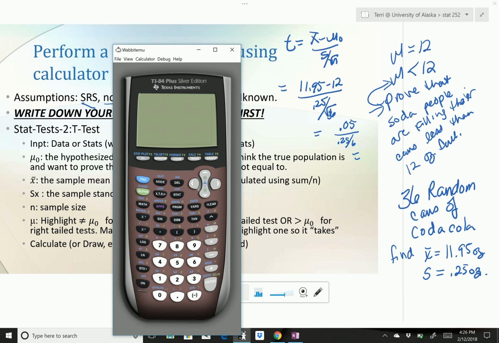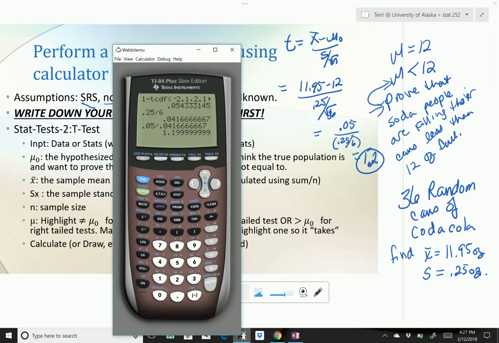You've got to be careful with this, though, the way it's written. You've got to do that first if you're going to do it. So 0.25 divided by 6 is 0.0 that. And so you have 0.05 divided by this number, which equals 1.2. Okay, so our test statistic is 1.2.